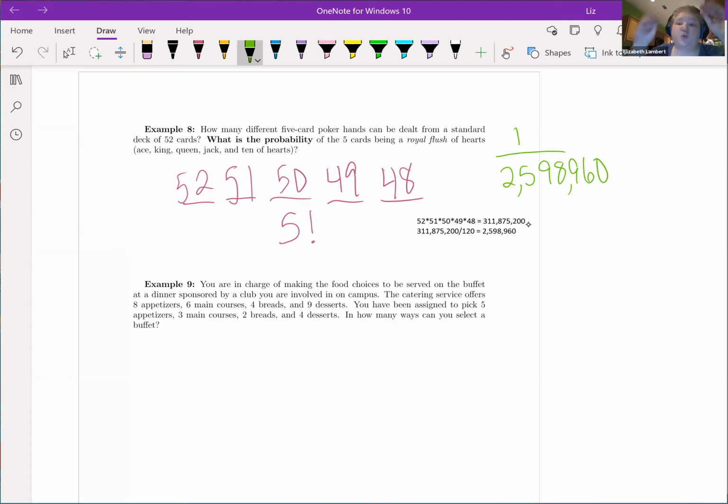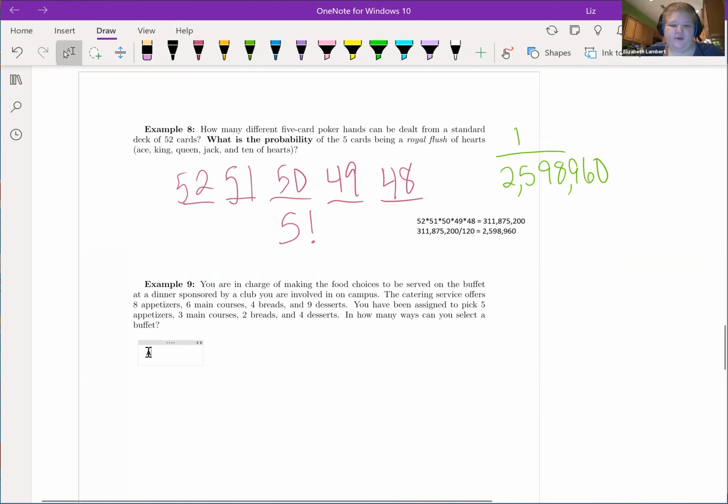So the first question is, does the order matter? We're putting them on a buffet. So no, it doesn't matter what order I pick my food choices in. So this is all going to be combinations. We're going to divide by the extra. But this is actually going to be several different ones.